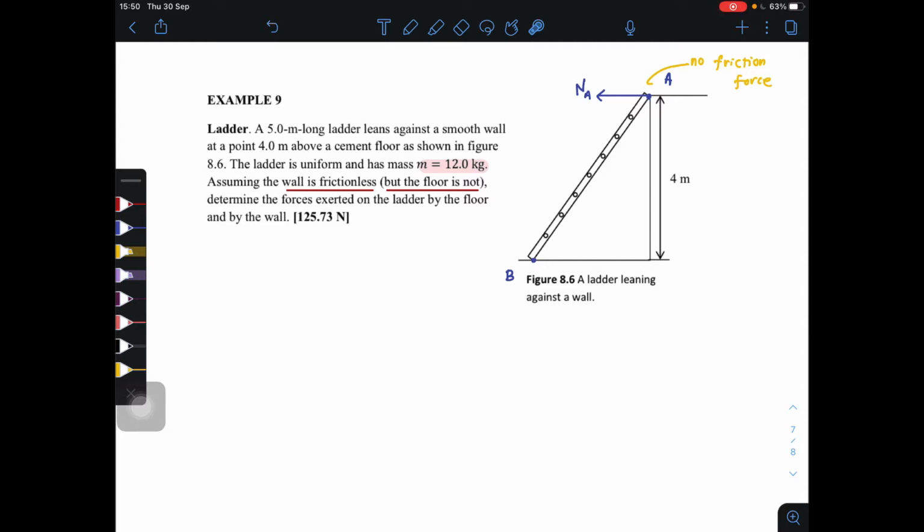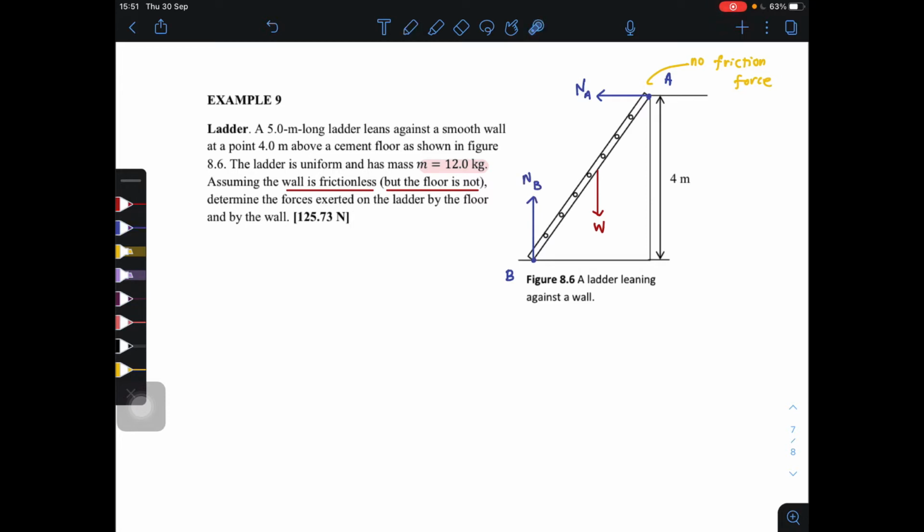Okay, tidak sudah. Sebab this one adalah rigid body. So kalau rigid body, weight force dia akan berada di tengah-tengah. So weight force will be here. Dia mesti berada dekat center. And then dekat point B pula kita akan ada normal force juga sebab dia adalah surface. So normal force dia akan ke atas 90 degree. So this one normal force B.